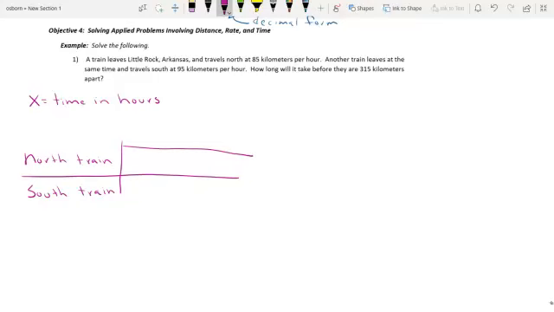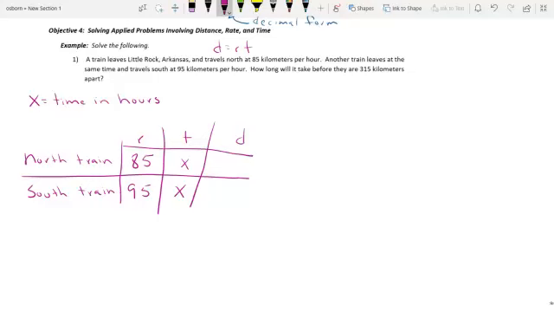You should always already know that distance is equal to rate times time. So you've got your rate, your time, and your distance for these. You're told that the train traveling north is going at 85 kilometers per hour, whereas the one going south is going at 95 kilometers per hour. And x will be your time in hours. They left at the same time, which is why that variable is the same for both.